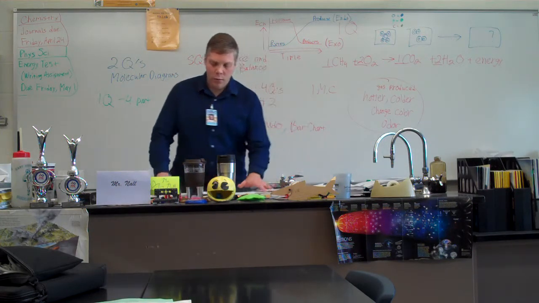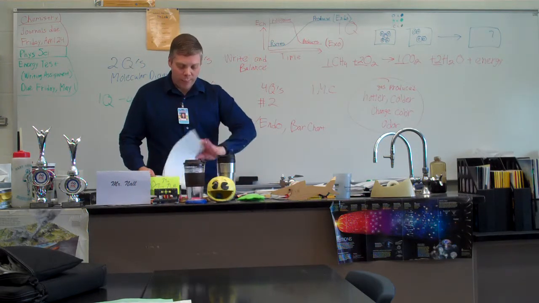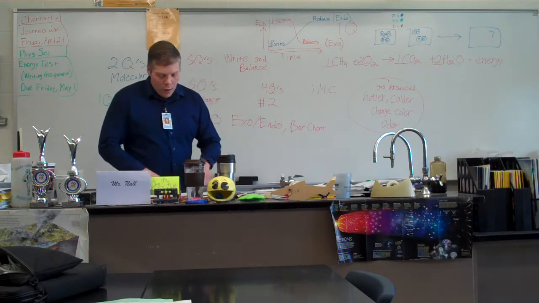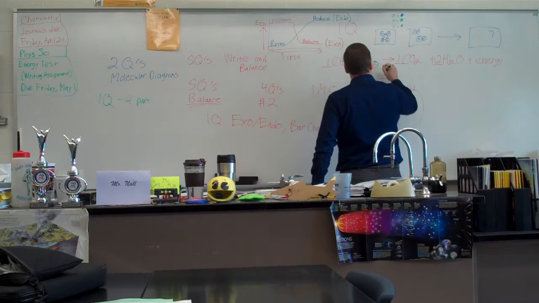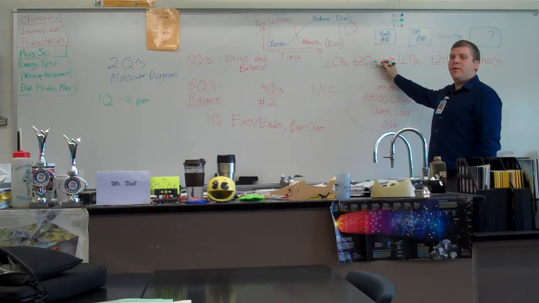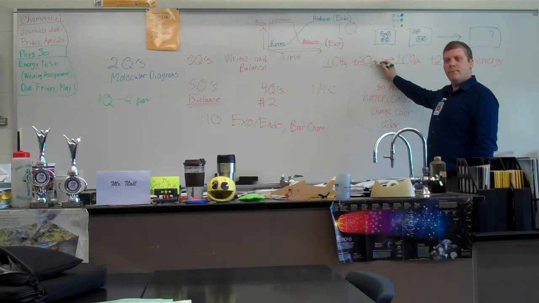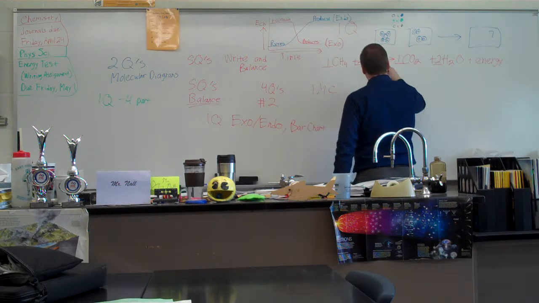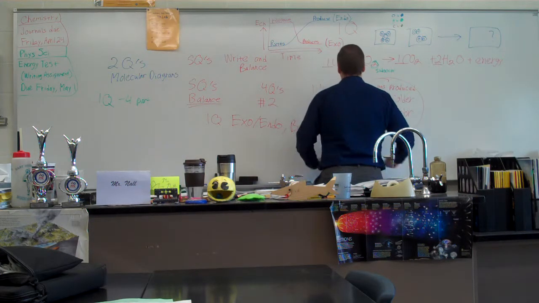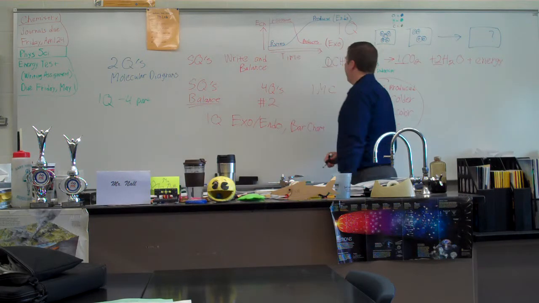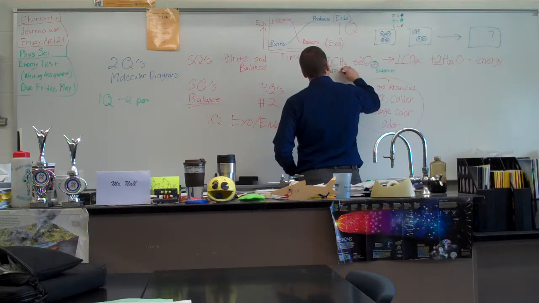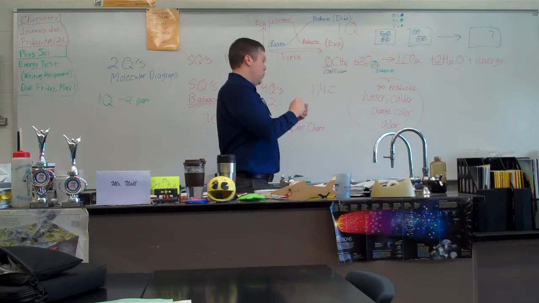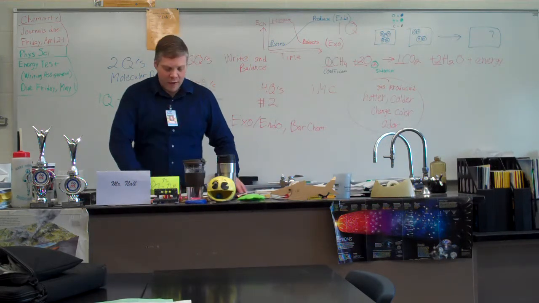Okay, and then lastly, some other multiple choice on the front page. What do you call the 2 right here? What's the term for that? It's a subscript. What do you call the number in front of the chemical? Coefficient. Okay. There's 2 questions taken care of right there.